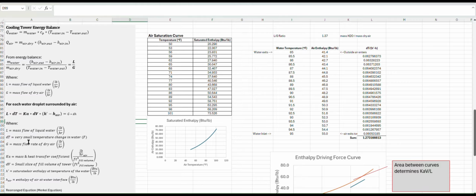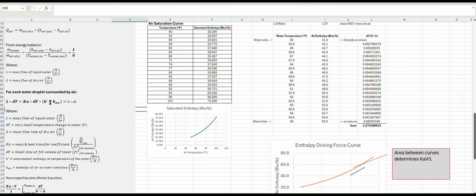Down below, we define what all these variables are and what their units are. If you do more research into this, you'll find different units for K and V. Sometimes V will be, instead of volume in cubic feet, it'll be cubic feet per area, and then area will be square feet per cubic feet. So in any case, the units should all cancel out, and you should end up with this is a unit of energy, and then this is going to be a unit of energy.